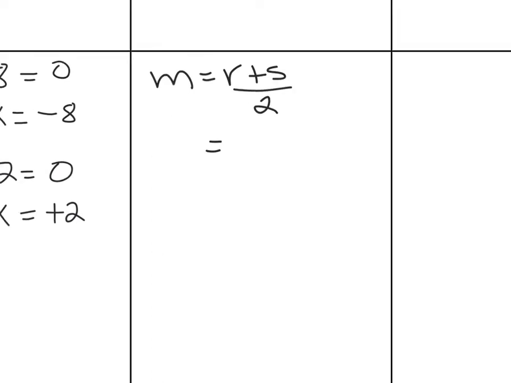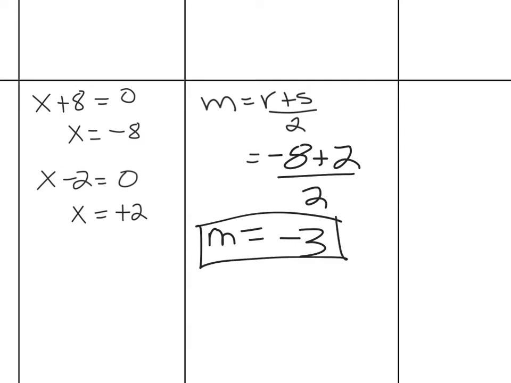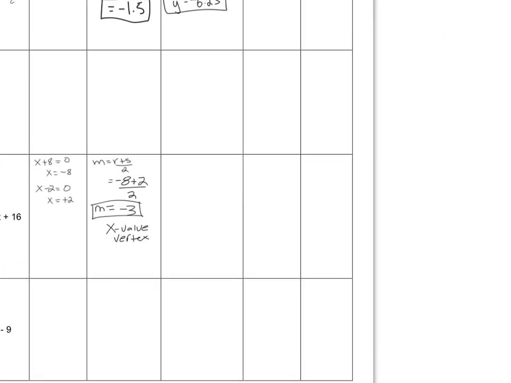Our next section is asking us to solve for our x value of our vertex, which is our equation of the axis of symmetry, which is our midpoint. So r plus s divided by 2. Our r and our s, which we solved for, is a -8 and a +2, which will become a midpoint or an x value of -3. This is the x value of the vertex. So I can go over to the last column and fill in what my x value of my vertex is.